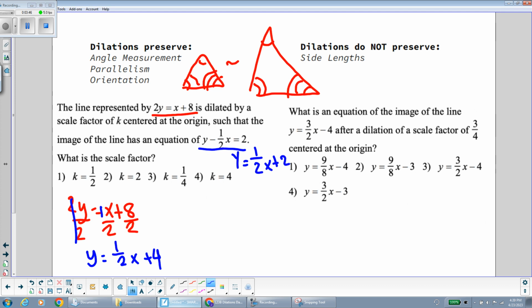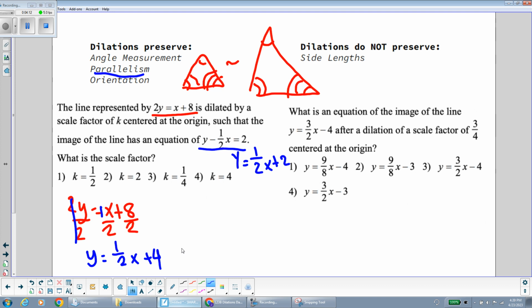So let's see how it changed from the original to the dilated line. Notice how the slope stayed the same. And that makes sense because dilations preserve parallelism. So the pre-image and the image should be parallel to each other, and parallel lines have the same slope. So anytime you dilate a line, the slopes will remain the same because the lines will be parallel.